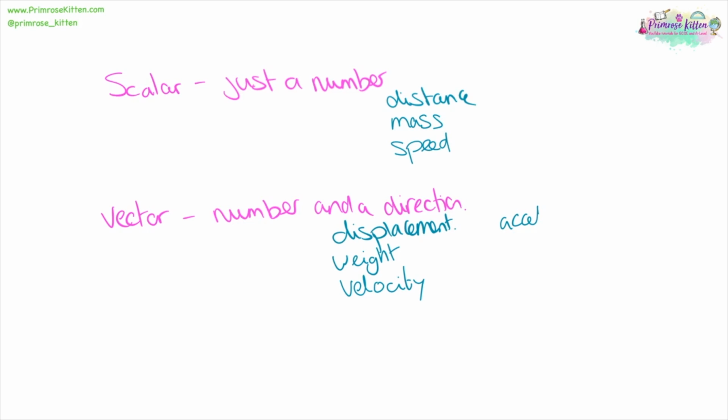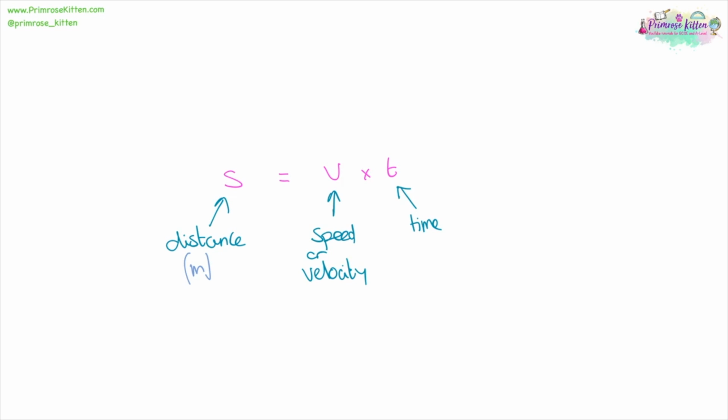Acceleration and force are both vector. And momentum is also vector. Distance equals speed times time. Distance is measured in meters. Speed or velocity is measured in meters per second. Time is measured in seconds.